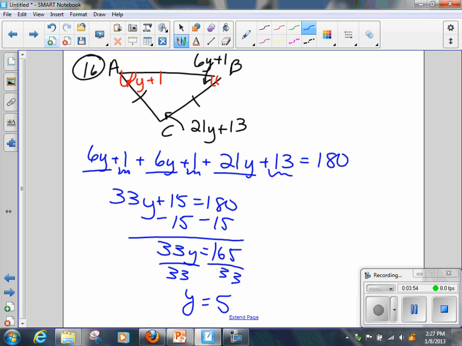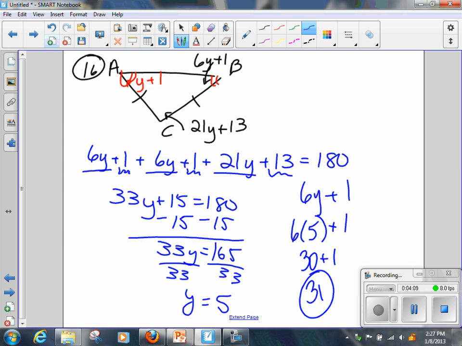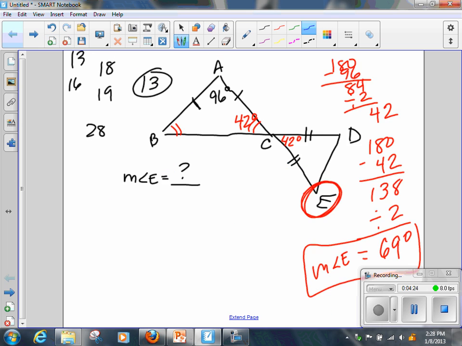And is that what I'm looking for? Nope. I got to go back and find the measure of angle A, so what do I do? Plug it in. 6y plus 1 is 6 times 5, or 30 plus 1, which is, how many of you had 31? Very good, very good. Questions? I hope so. Seriously, you got to take this class serious. Big time. All right, moving on.